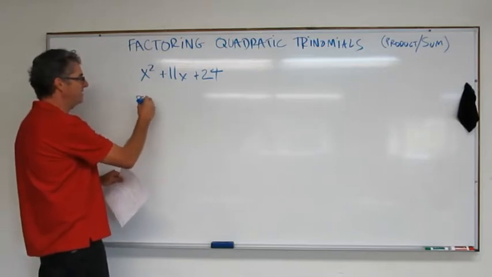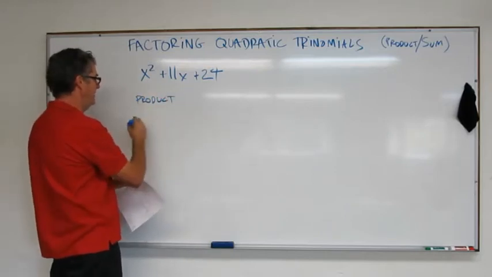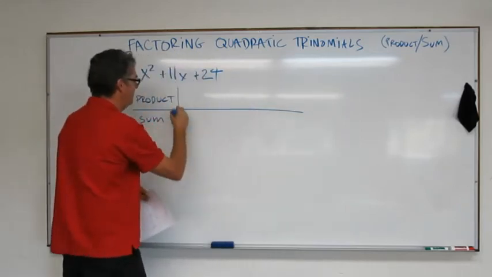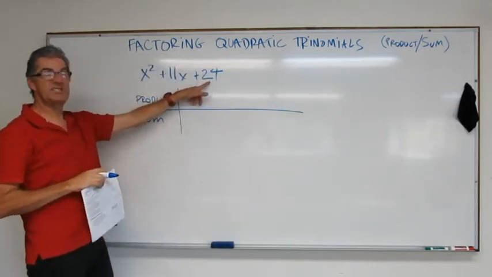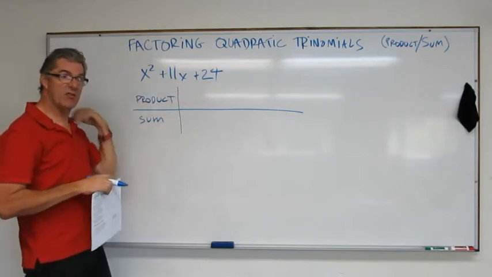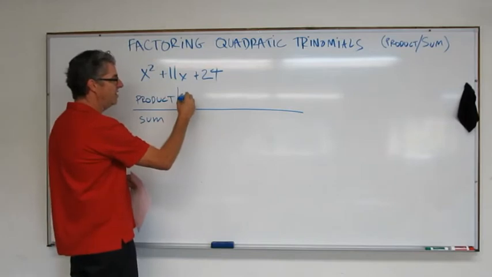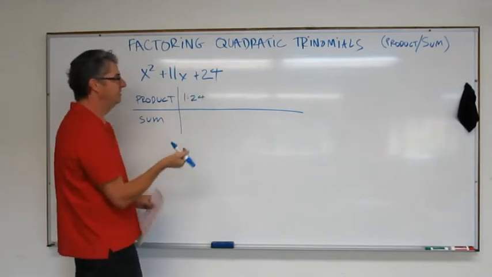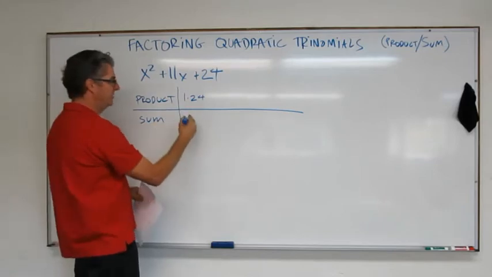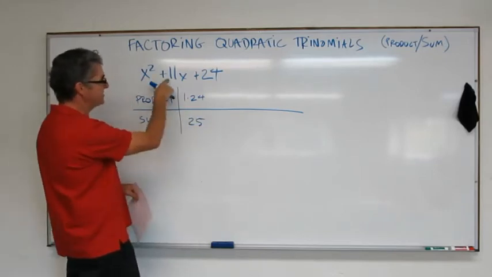Okay, so I'm going to write it like this. Here's my product, and here's my sum. So the product has to be 24, and the sum has to be 11. So let's try all the possibilities, starting with 1 times 24. That gets us to 24. But what does 1 and 24 add to? 25. So it's not 11.